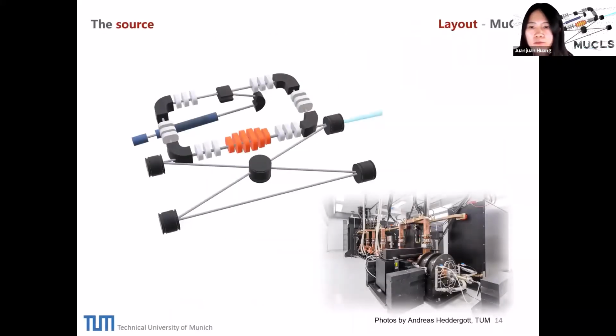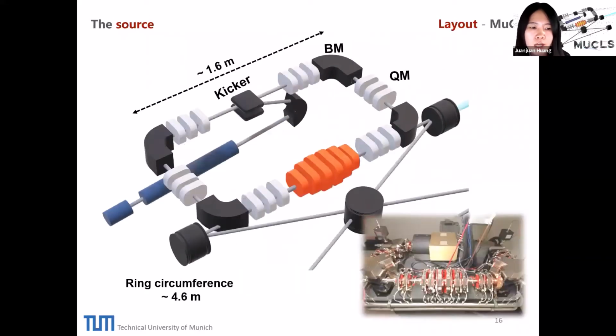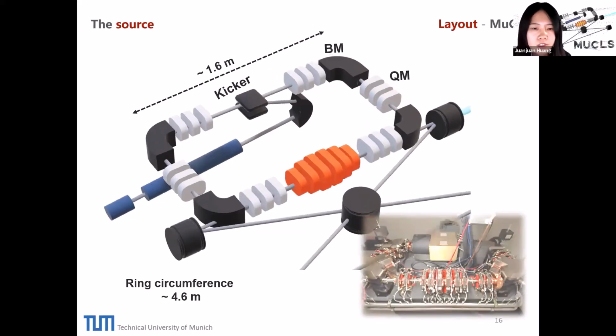So then I will move on to introduce the instrumental setup of the source. First of all, electrons are generated in this electron gun, and then accelerated to several tens of mega electron volts in this linear accelerator, which is roughly 5 meters. And then electrons are transported by this transport line into this mini storage ring, which has a circumference of roughly 4.6 meters. And you can see there are also some bending magnets and quadrupole magnets in this storage ring.